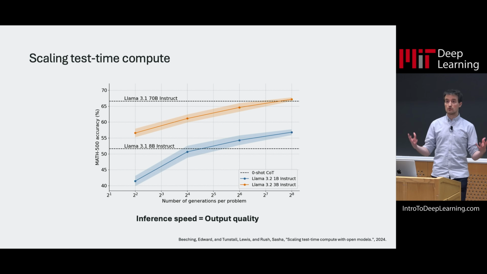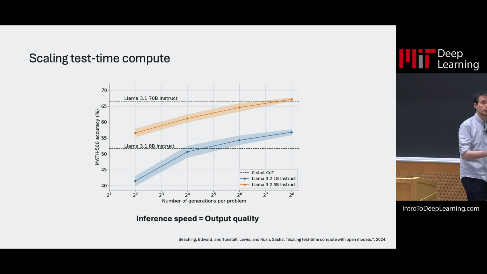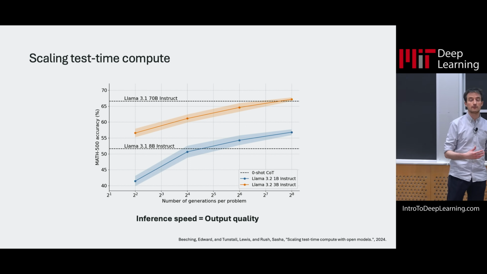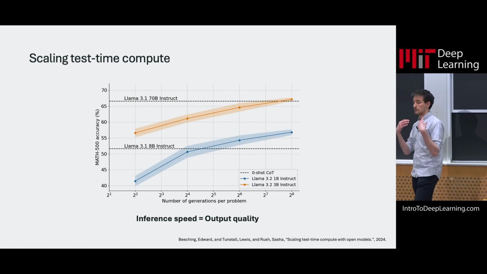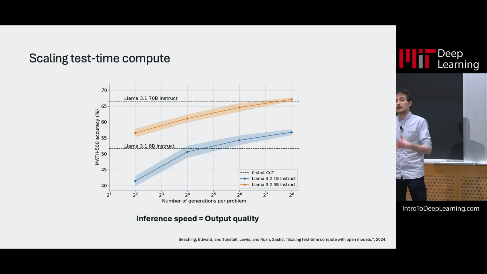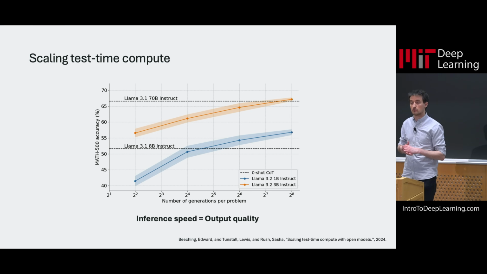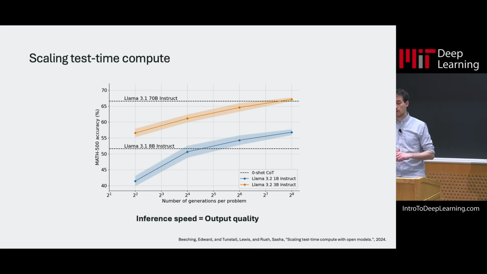So this really shows that you can exchange inference speed for output quality. And this scaling test time compute idea is really about that. If I have a lot of inference, it means that I can generate a lot of different answers. And because I have that, I can directly transform it into output quality.